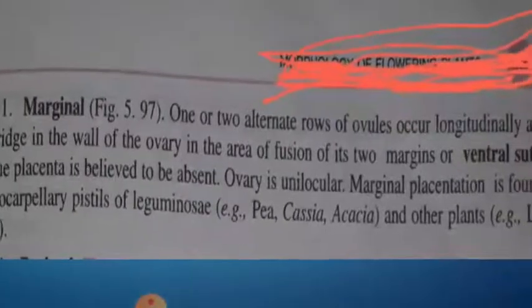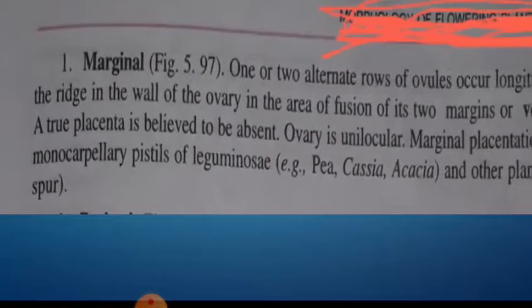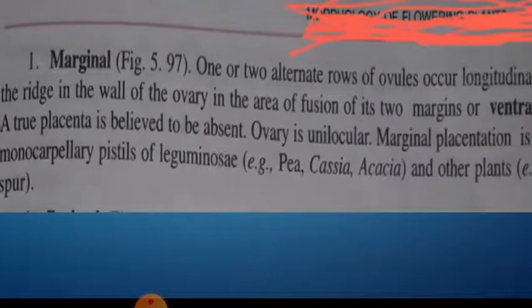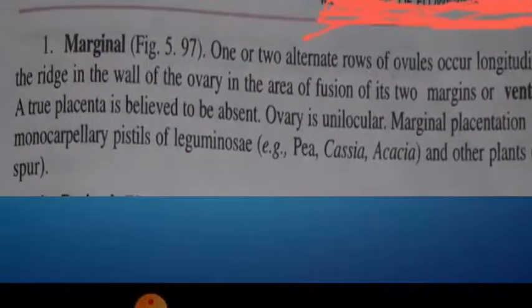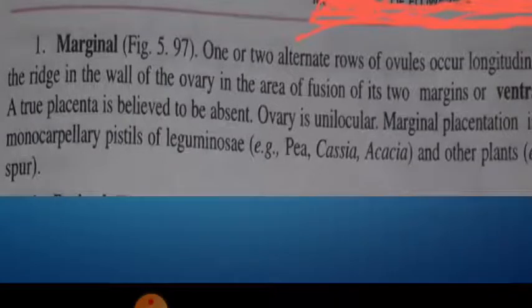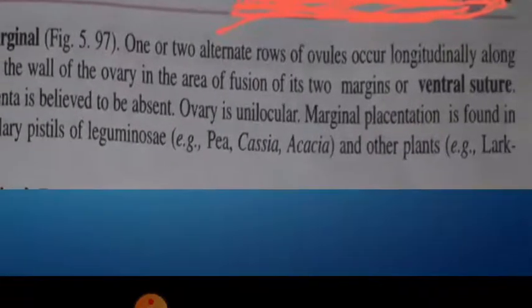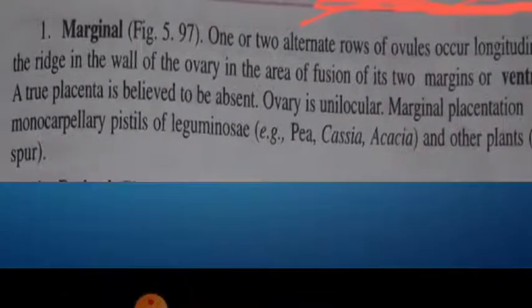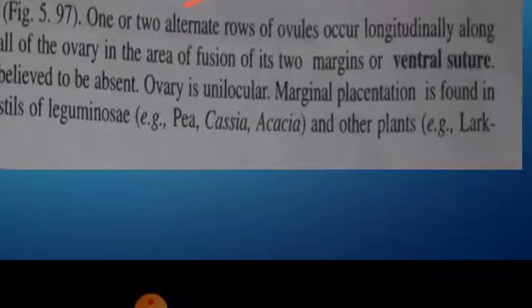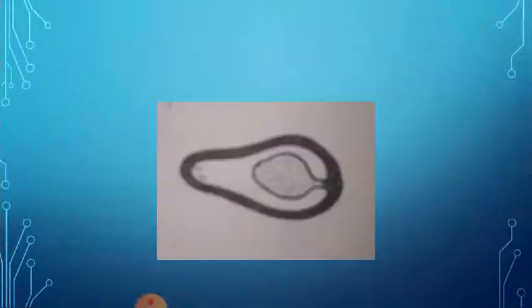First is marginal placentation. Here one or two alternate rows of ovules occur longitudinally along the ridge in the wall of the ovary, in the area of fusion of its two margins, or ventral suture. A true placenta is believed to be absent. The ovary is unilocular. Marginal placentation is found in the monocarpellary pistil of Leguminosae, such as Pisum, Acacia, and others.